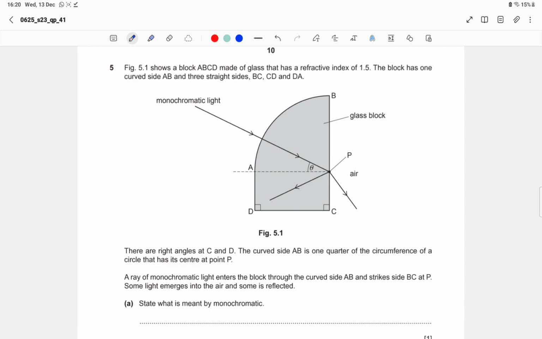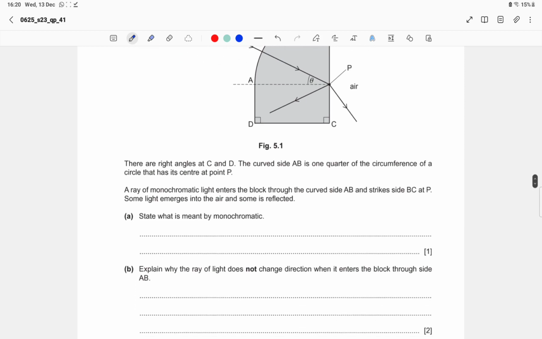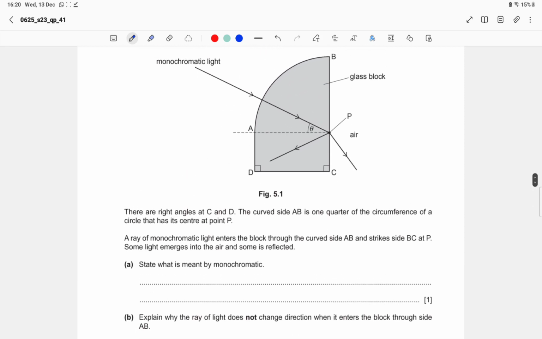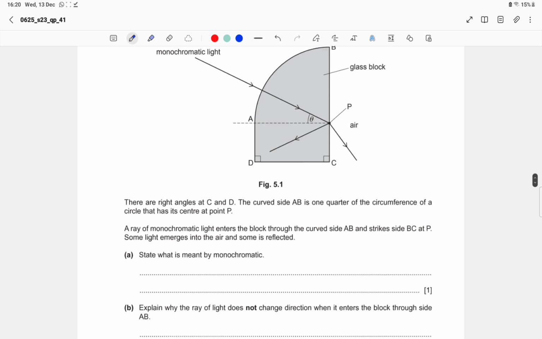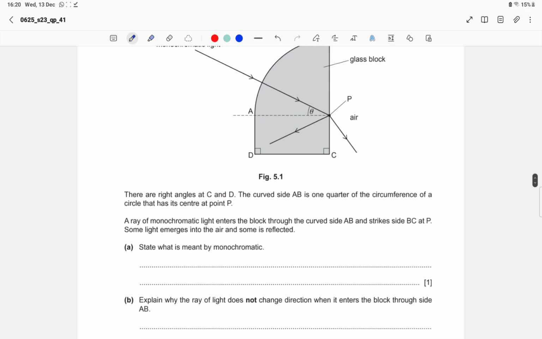There are right angles at C and D. The curved side AB is 1/4 of the circumference of a circle that has a center at point P. A ray of monochromatic light enters the block through the curved side AB and strikes side BC at P. Some light emerges into the air and some is reflected.